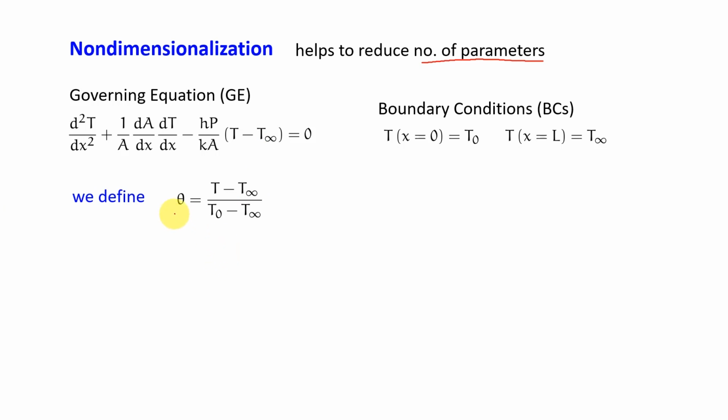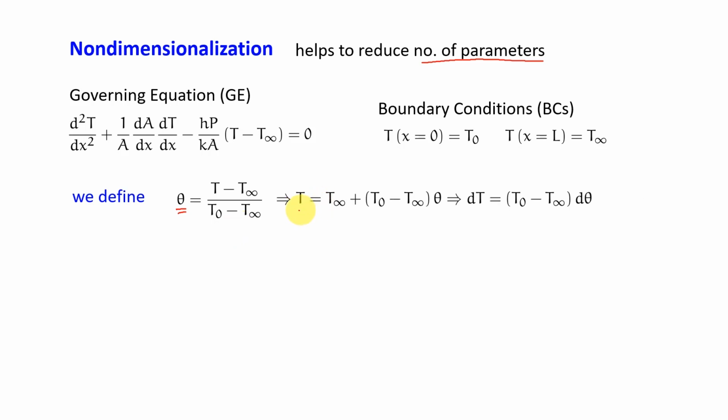To non-dimensionalize the system, we have to define a non-dimensional temperature, for instance. We define theta as T minus T infinity divided by T naught minus T infinity. We believe that T naught minus T infinity will be the maximum temperature difference at any point. So we take this T naught minus T infinity as a scale, and in that scale, we measure all other T's. So at the end, theta will come between 0 and 1. It gives a very nice variation for us to deal with.